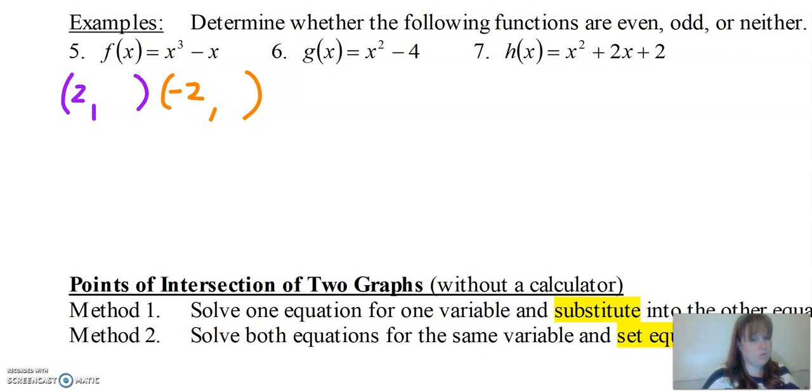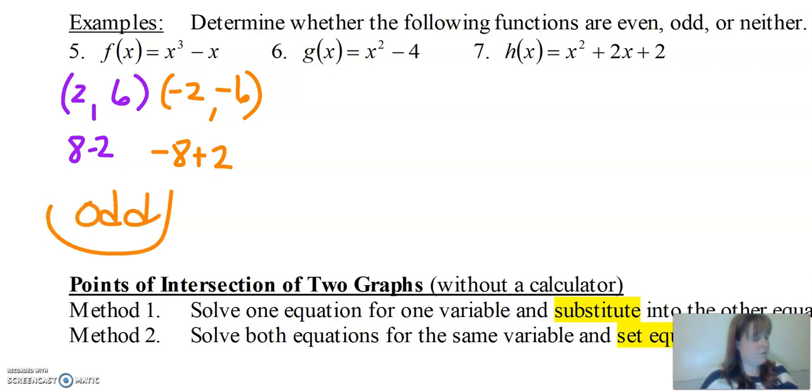Okay, 2 cubed is 8. Minus 2 is 6. And then -2 cubed is -8. Plus 2 is -6. So I put in opposites and I got out opposites. That means this one is odd. This is an odd function. It has origin symmetry. Okay.